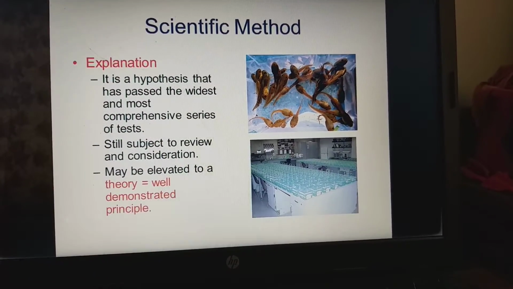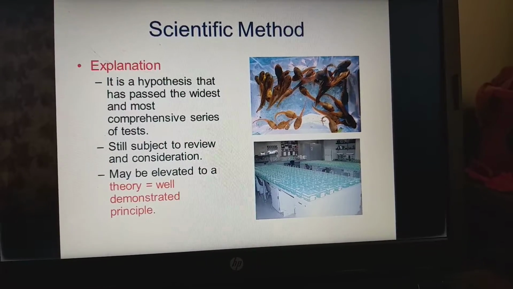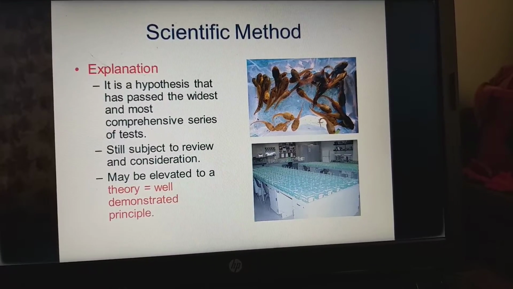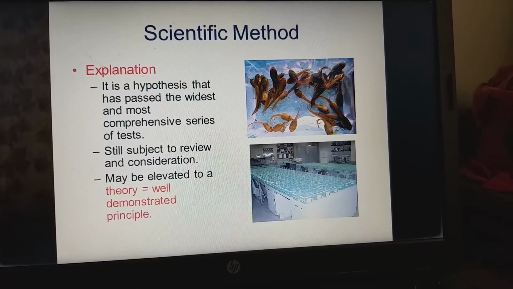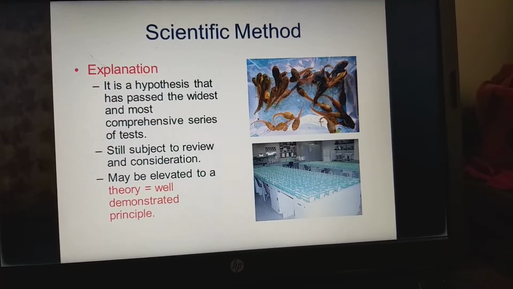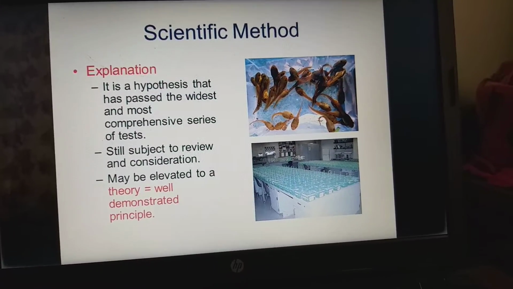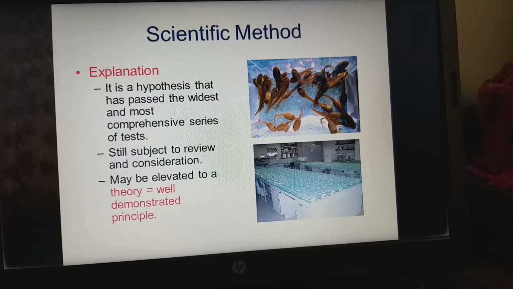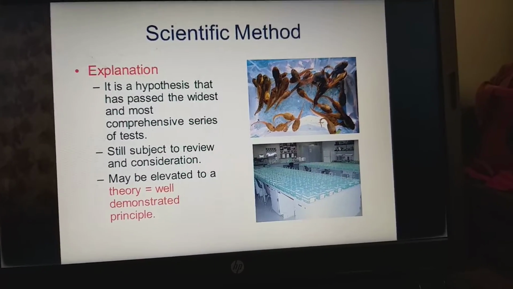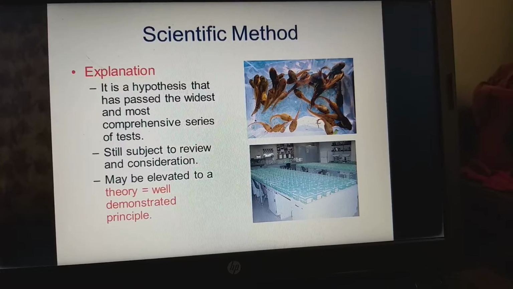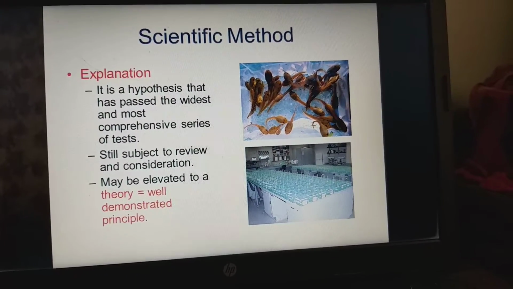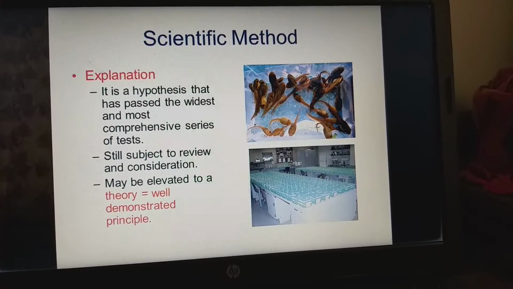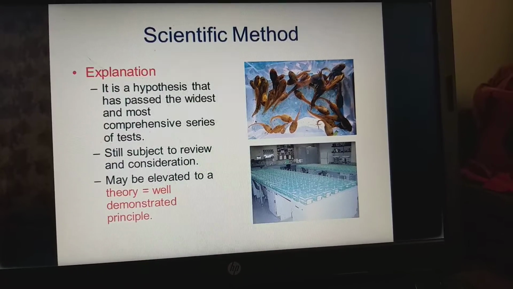Next, explanation. It is a hypothesis that has passed the widest and most comprehensive series of tests. Still, the subject has to be reviewed for consideration. Okay, so it may be elevated to theory. We all know that cell theory evolved first by observing cork cells, and it tells that all the living forms are made up of cells. So only after testing and knowing these things will we come to an explanation, and finally we will make a theory in the books. So these are the different scientific approaches and methods we are going to study in biology.